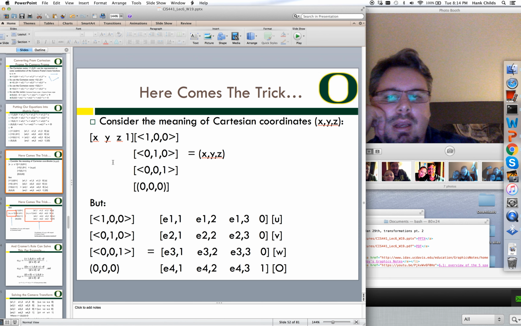And so then, here's the trick. And so this is what we looked at to lead the video, that xyz times the Cartesian frame is equal to the coordinate xyz.